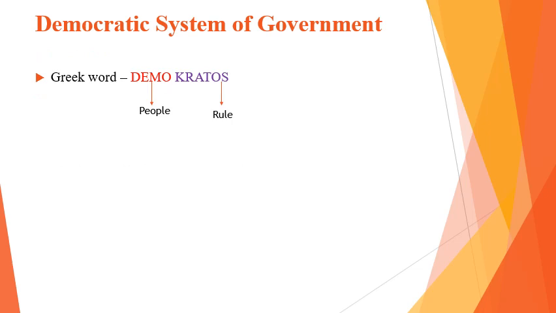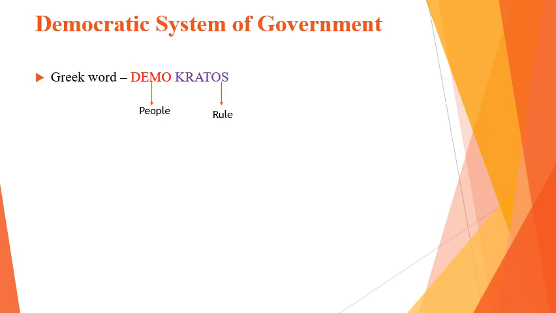Democratic system of government. The term democratic is composed of the Greek words demos and kratos. Demos means people, kratos means rule. If I simplify the definition for you, dear listeners, democratic can simply be defined as the rule, the regime, the power from the people, by the people, for the people.